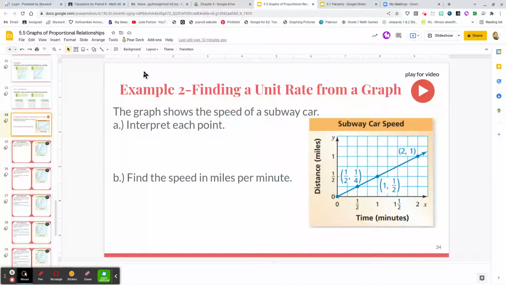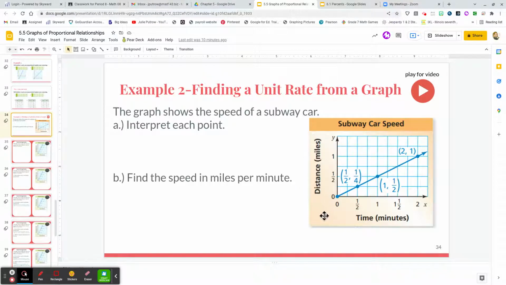In example 2, they're asking us to find a unit rate from a graph. And what's important is to read the graph and understand it. The title of it is the subway car speed, and we're given distance in miles on the y-axis and time in minutes on the x-axis. And this is always your x-axis, this is always the y. It tells us that the graph shows the speed of a subway car, that we know.